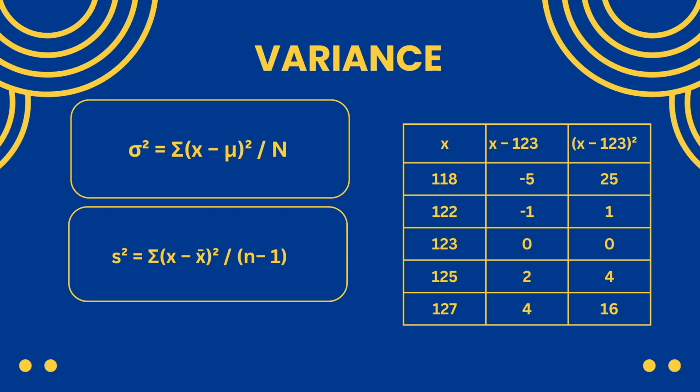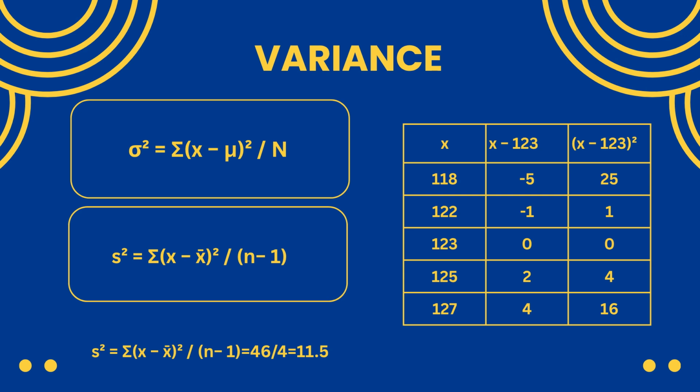Some deviations are negative and some are positive. So if we simply add them, they cancel each other and become 0. To avoid this problem, we square each deviation. That is shown in this third column. So minus 5 squared becomes 25, minus 1 squared becomes 1, 0 squared becomes 0, 2 squared becomes 4 and 4 squared becomes 16. Now add all the squared deviations, which is equal to 46.